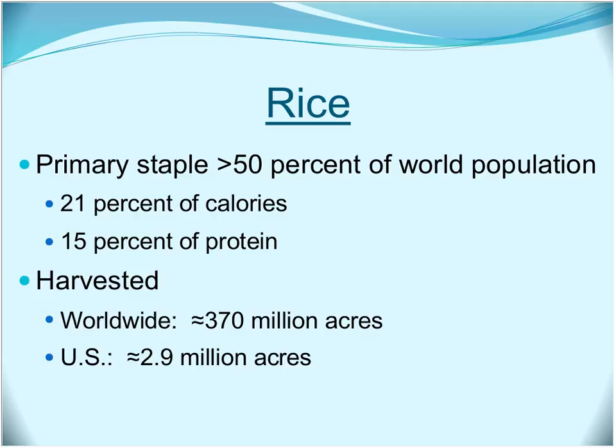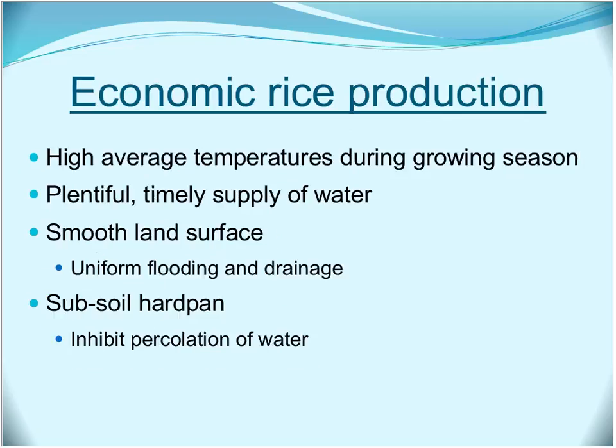In the U.S., the average crop over the last 5 years is around 2.9 million acres. Those acres go up and down a little bit, but 2.9 to 3 million acres of rice production in the U.S. is a good figure to use. And what is it about those acres in the U.S. that enable them to continue this economic rice production?